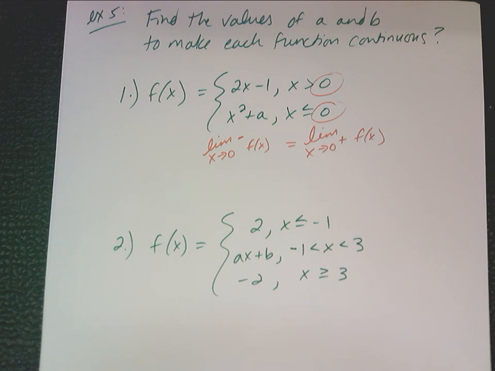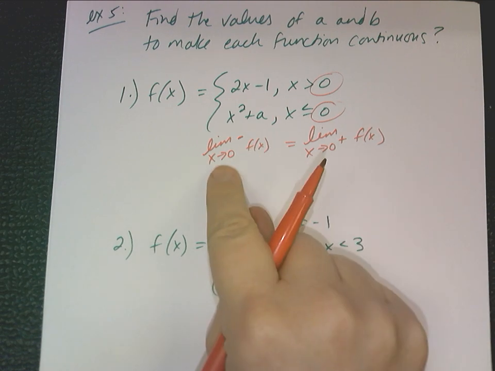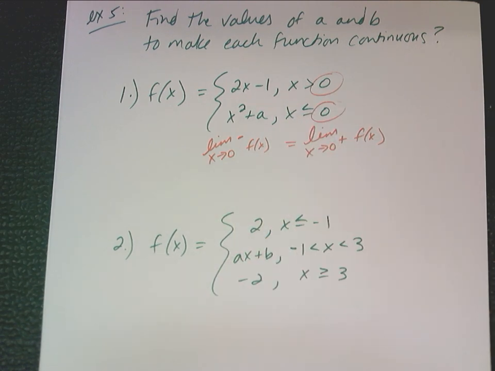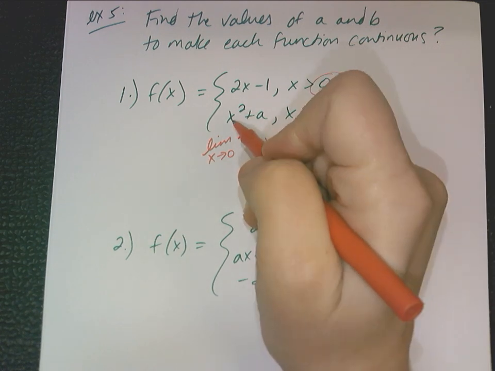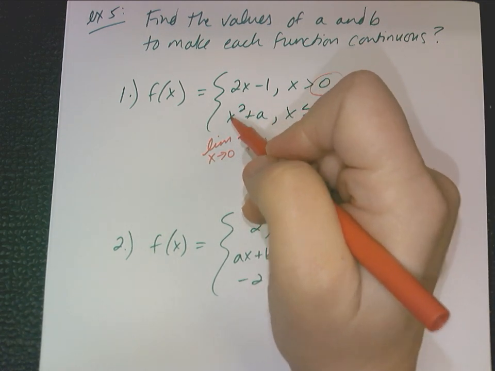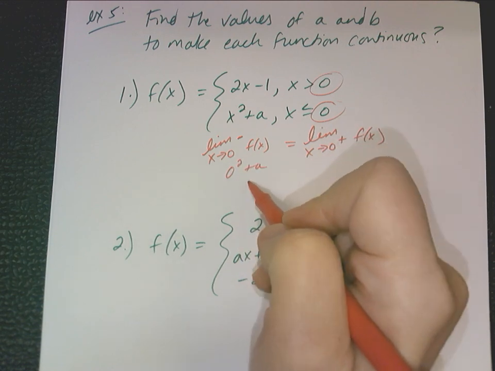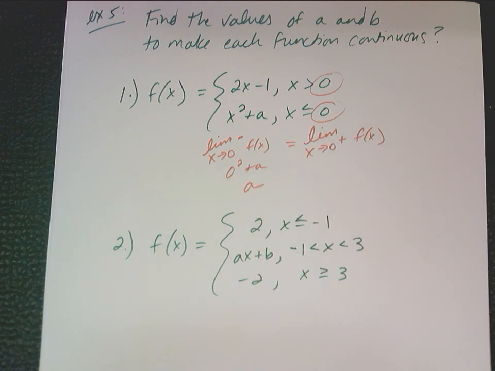All right, so what we just did before, you're going to do again. Plug 0 into the left. Which one is the left, top or bottom? Bottom this time. Plug 0 in. You would plug it in for x. You would get 0 squared plus a, or just a, wouldn't you? Okay.